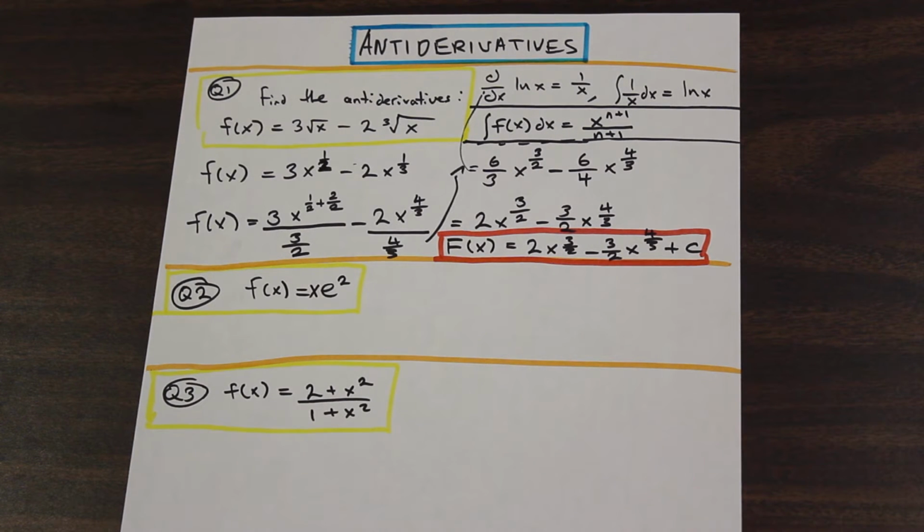So let's take a look at the second question. We have f of x is equal to x times e to the 2. I just wanted to show you this question. It's really quick, it's only going to take like 30 seconds, but there's a little bit of a trick here. And the trick is that we have e to the 2.